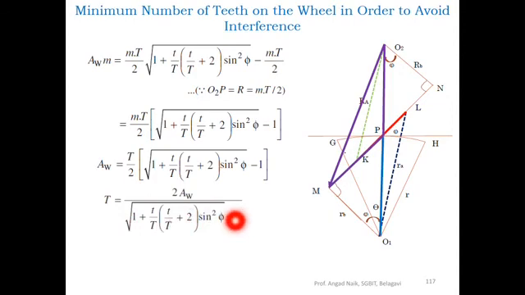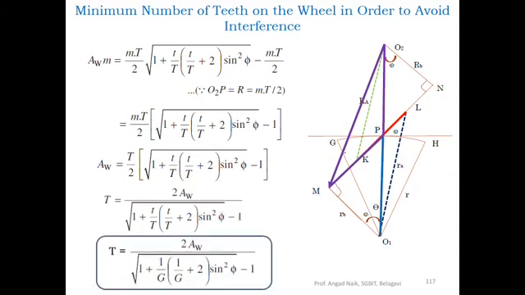I can replace small t by capital T as 1 by G and rewrite the same equation as this final equation. Capital T is equal to 2 into A suffix W divided by square root of 1 plus 1 by G into 1 by G plus 2 into sine square phi minus 1. This is the final equation for minimum number of teeth on wheel in order to avoid interference.